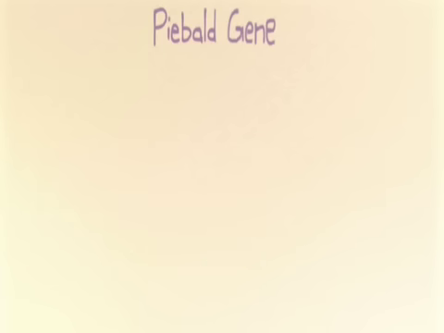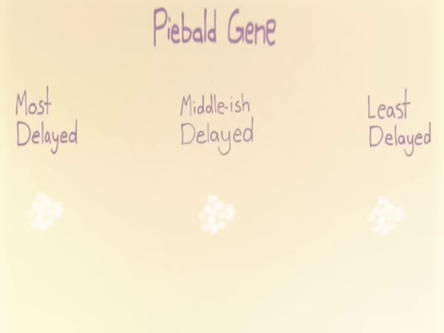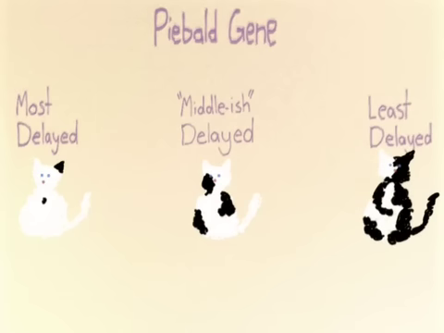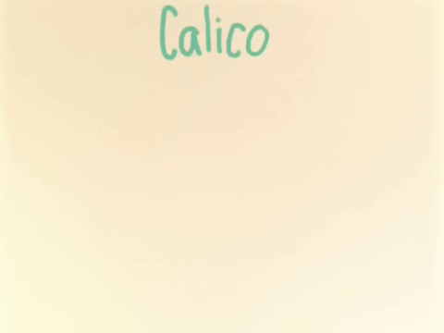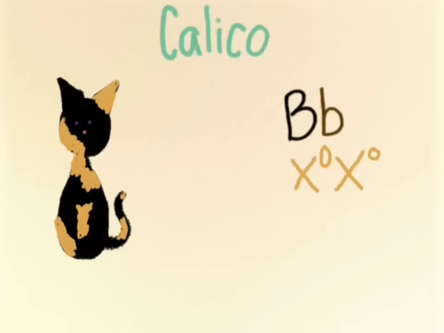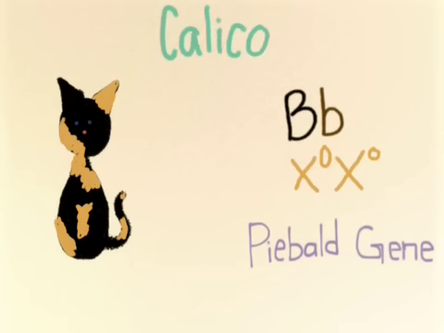So there are different versions, or alleles, of the piebald gene, which code for different amounts of delay in melanocyte production. The more delayed the melanocyte, the longer the wait for pigment, and the more white fur a cat will have. So for a cat to be calico, they need to start with one of the base colors, it doesn't matter which one. They need to have two X chromosomes, one with the big O and one with the little o, and they need to have a version of the piebald gene that will delay melanocytes.